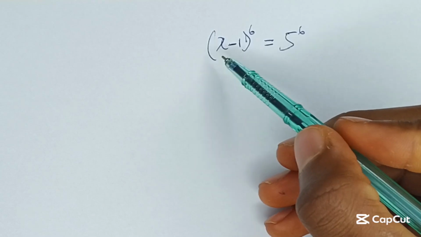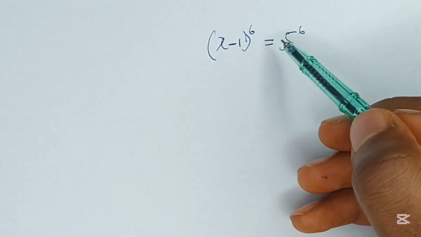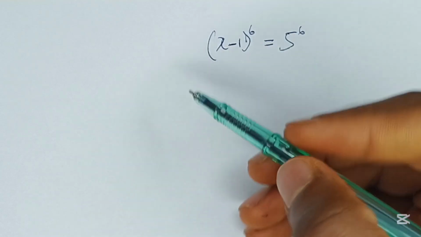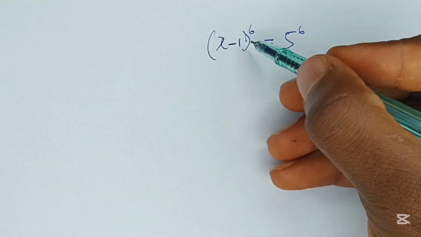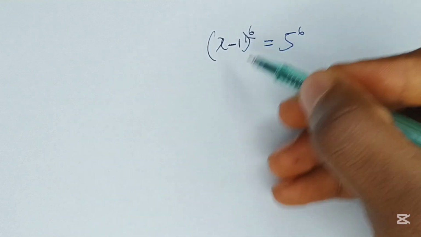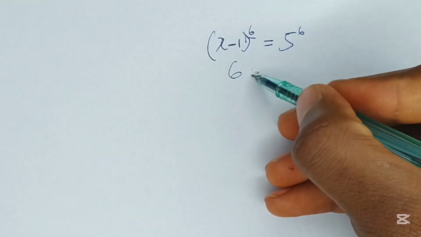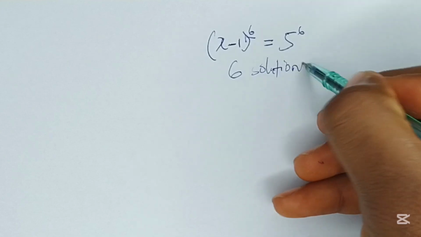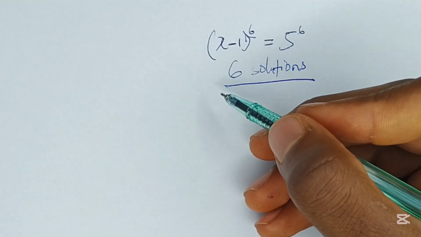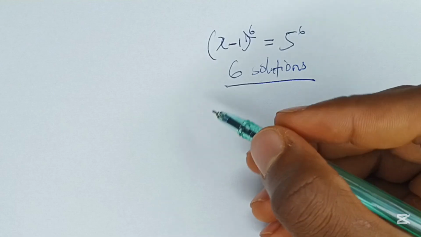Let's solve this together. It says (x - 1)^6 is equal to 5^6. How do we solve this? First thing to do here is recognize that the highest power of x is 6, so you should have 6 solutions. Alright? So how do we go ahead to find these 6 solutions the fastest way possible?